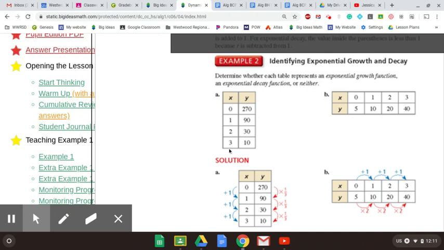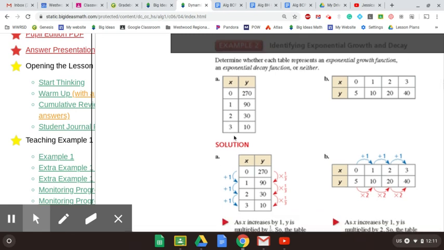In part A, we want to look at that the x's are increasing by a constant amount. So we can see here that my x values are being added by 1, plus 1, plus 1, plus 1. So our x's are good. Now let's look at how the y's are changing. Remember, for exponential functions, they have to be multiplied by a common ratio each time.